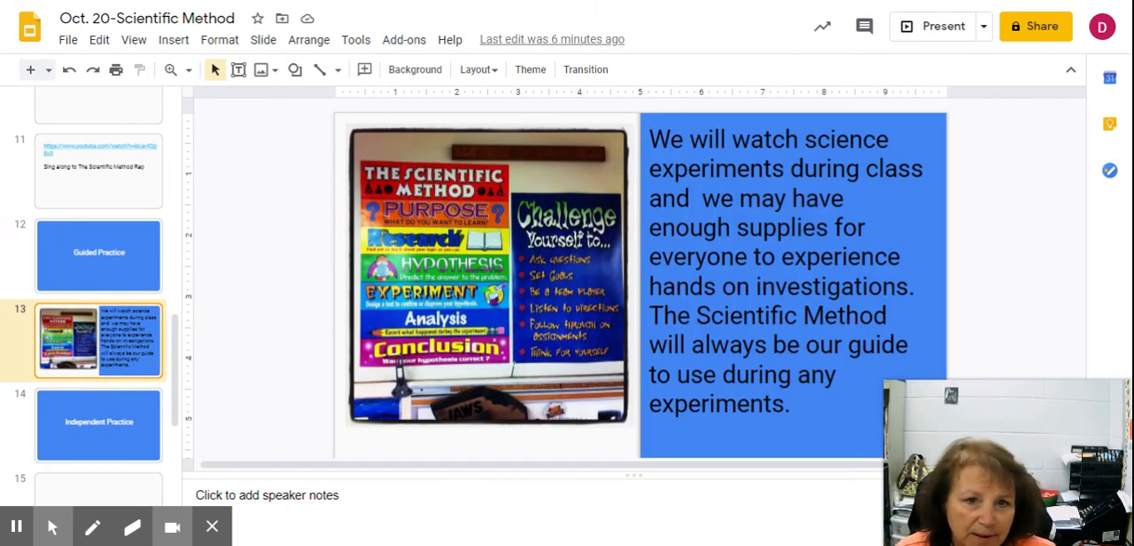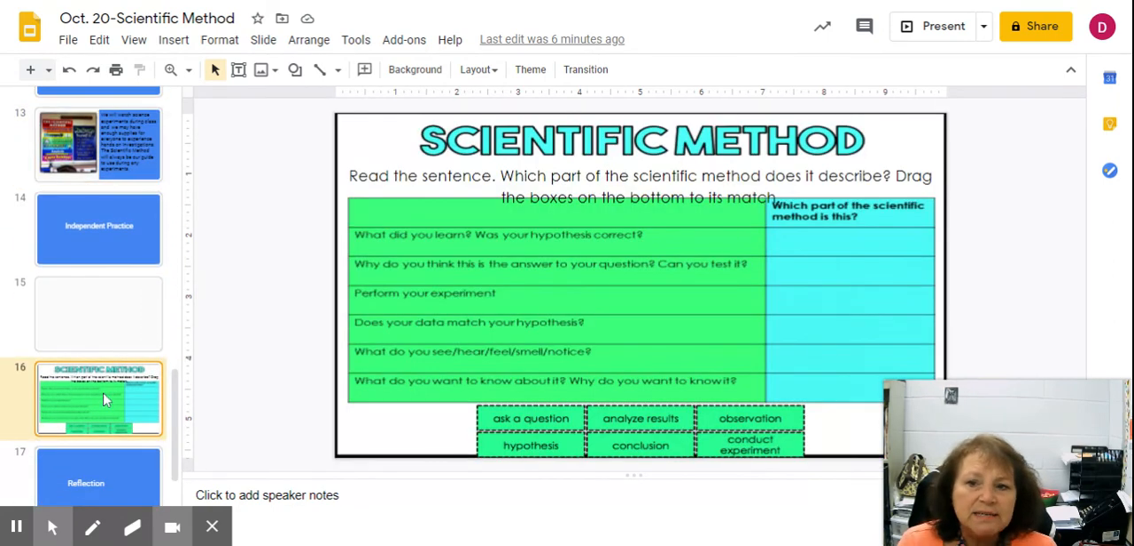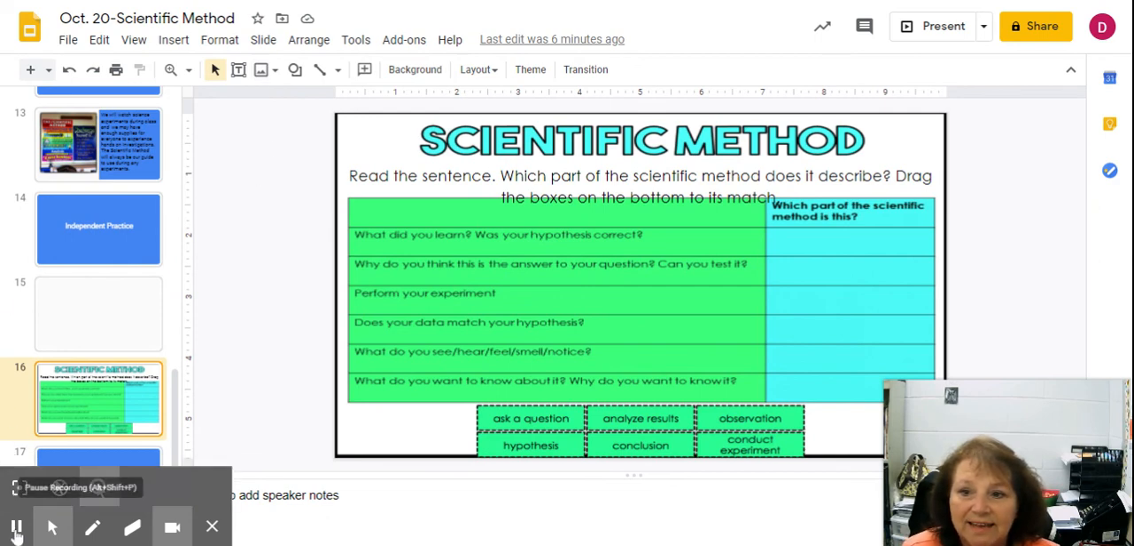We will watch science experiments during class, and we may have enough supplies for everyone to experience hands-on investigations. The scientific method will always be our guide to use during any experiments. Your independent practice today. You will read the statement and match the statement with the step of the scientific method. Enjoy learning about the steps scientists always follow when planning and conducting an investigation.